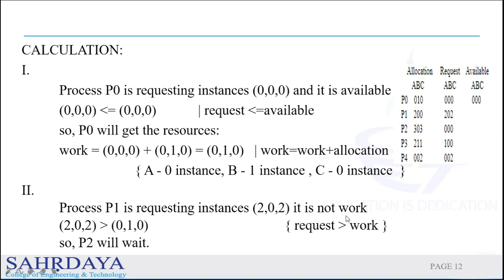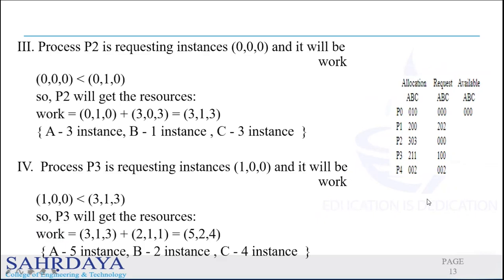In the second step, process P1 is requesting instance 2 0 2. It is not working because the request is greater than work. Therefore, P1 will wait. In the third step, process P2 is requesting instance 000 and it will work. 000 is less than 010. So P2 will get the resources. Therefore, work equals 010 plus 303 equals 313.